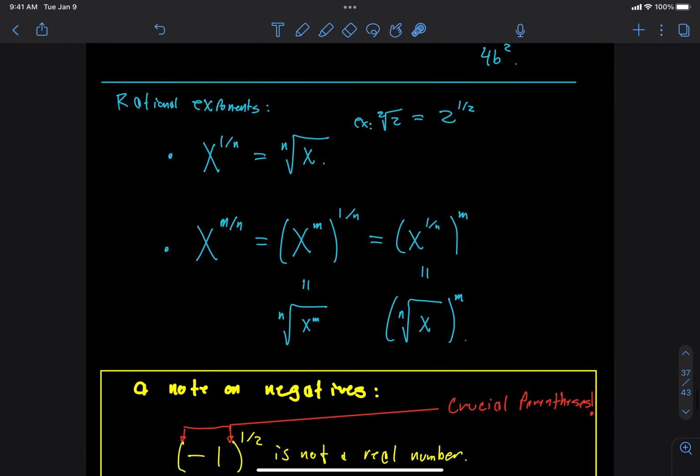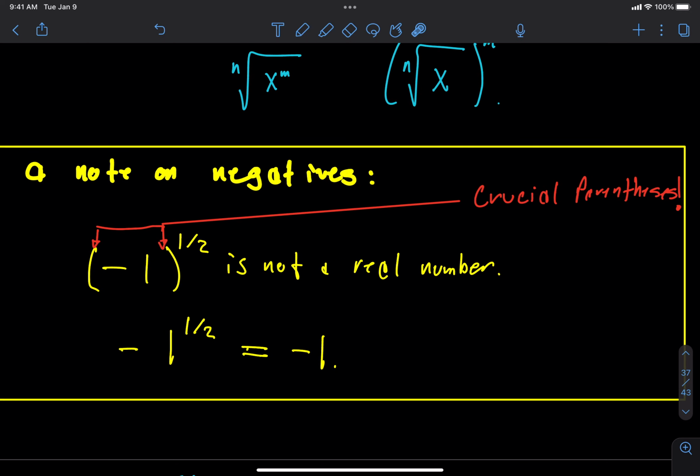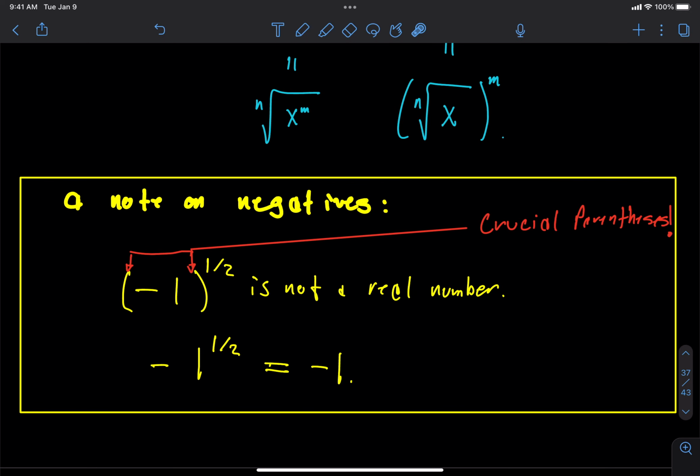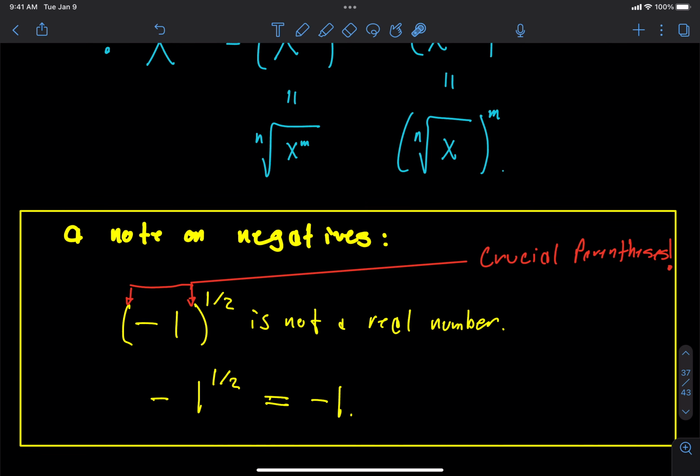So let's have a quick note on negatives. We cannot do an even-powered root of a negative number, which a 1/2 power is an even-powered root. It's a square root, right? So sometimes we're going to see things written like so, -1 to the power 1/2.